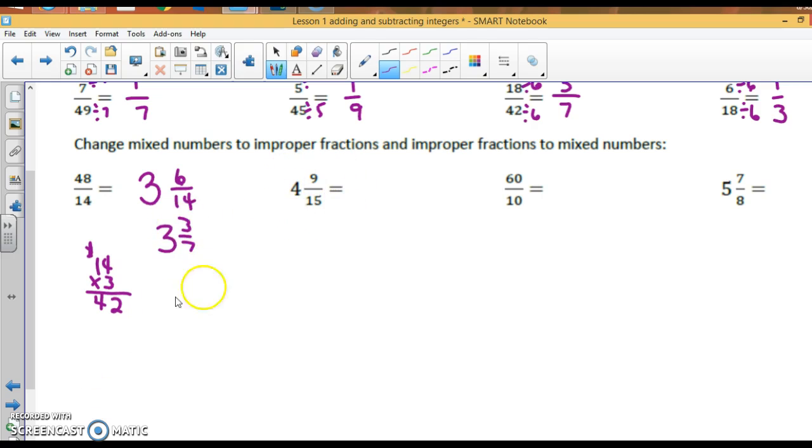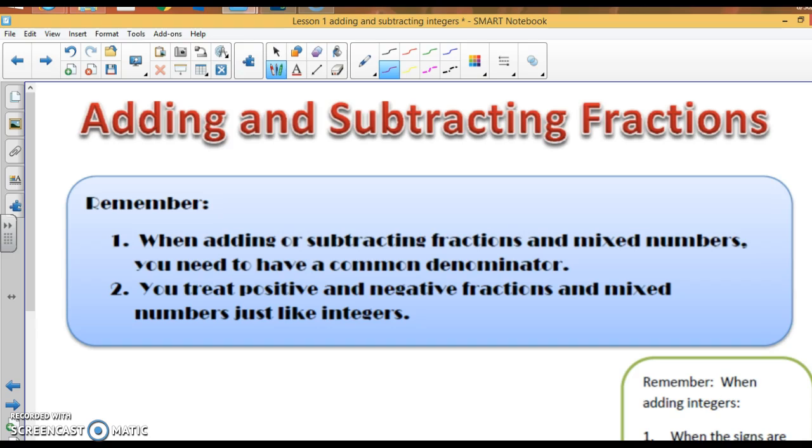Change this mixed number to improper. 15 times 4 is 60, plus 9 is 69/15. Now, I would expect that you could already do those, but that's just a review. Now, we are going to add and subtract fractions.